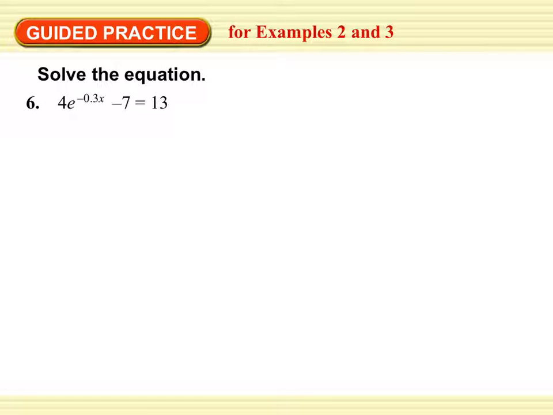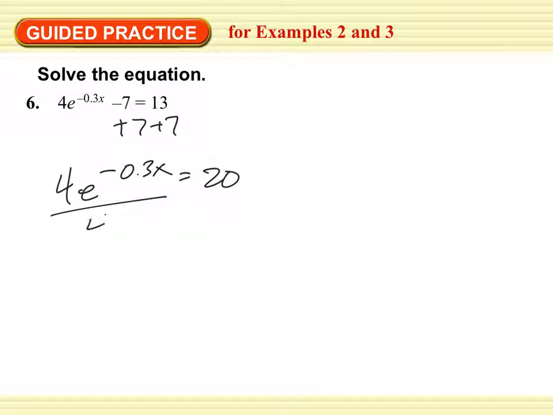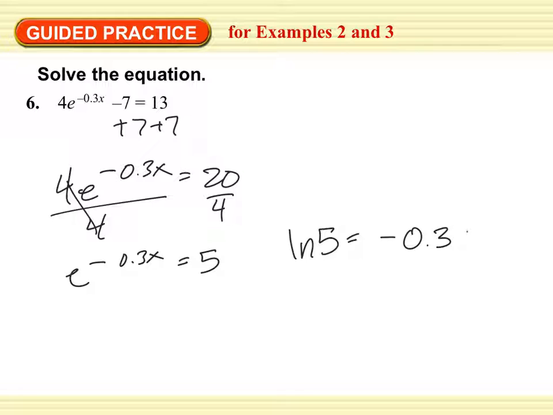Okay, I can't change the base on this one until I move that 7 over. I have to isolate the part with the exponent. So this gives me 4e to the negative 0.3x equals 20. Now I'm actually going to divide both sides by 4 also. e to the negative 0.3x equals 5. Now I can put it into a logarithmic form. We're doing natural logs, so log base e of 5 equals negative 0.3x.